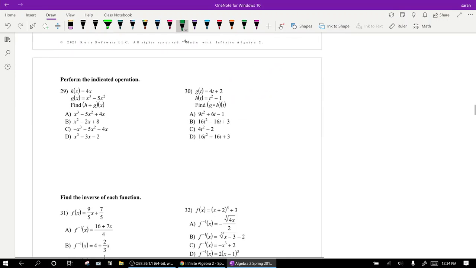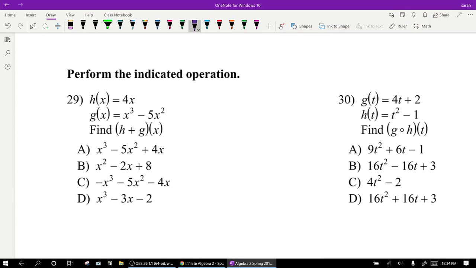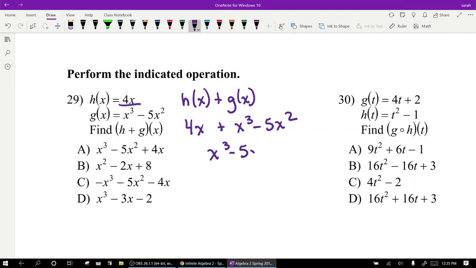29. All right, this is find h plus g of x. So I'm going to say h of x plus g of x. h of x is 4x, and g of x is x cubed minus 5x squared. So I'm just going to put it in standard form: x to the 3rd minus 5x squared plus 4x. And it looks like that is letter A. And that's your final answer.